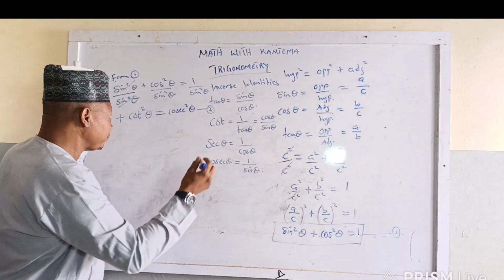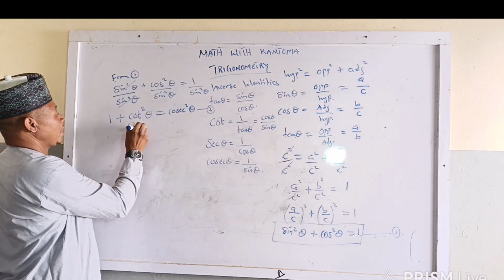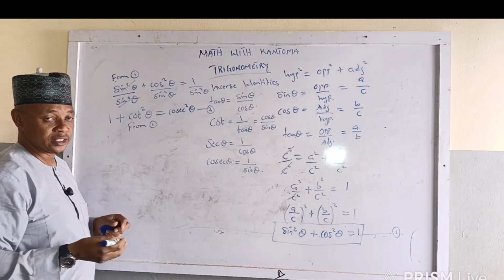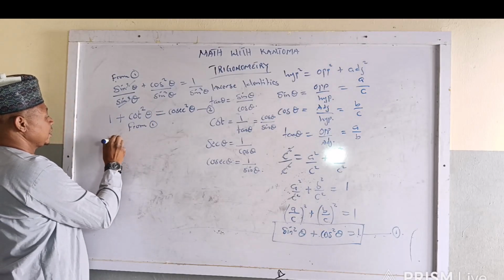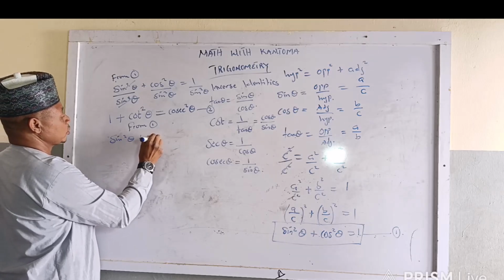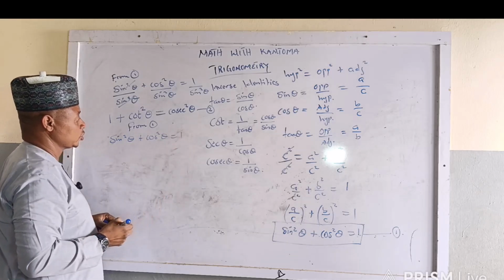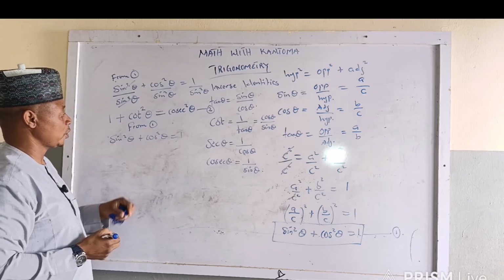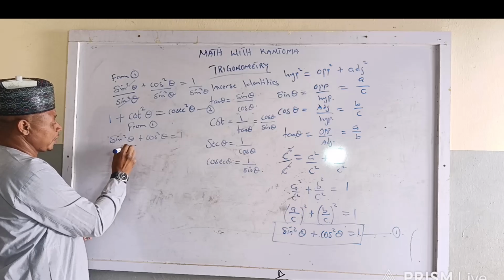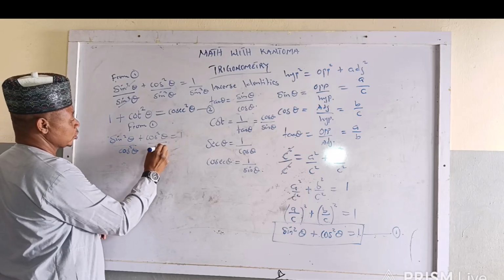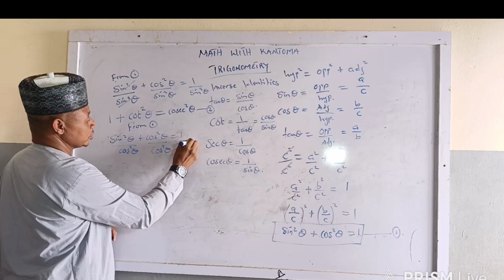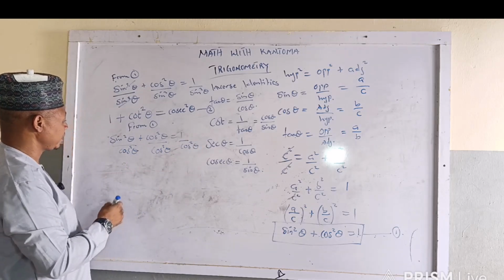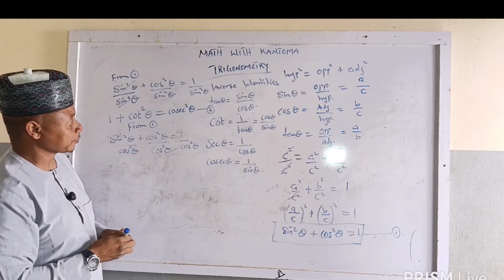Next, from equation 1, I can still deduce another identity equation. Equation 1 says sin squared theta plus cos squared theta is equal to 1. Initially I divided by sin squared theta, so now I'm going to divide all through by cos squared theta. So if we divide through by cos squared theta, we have sin over cos.